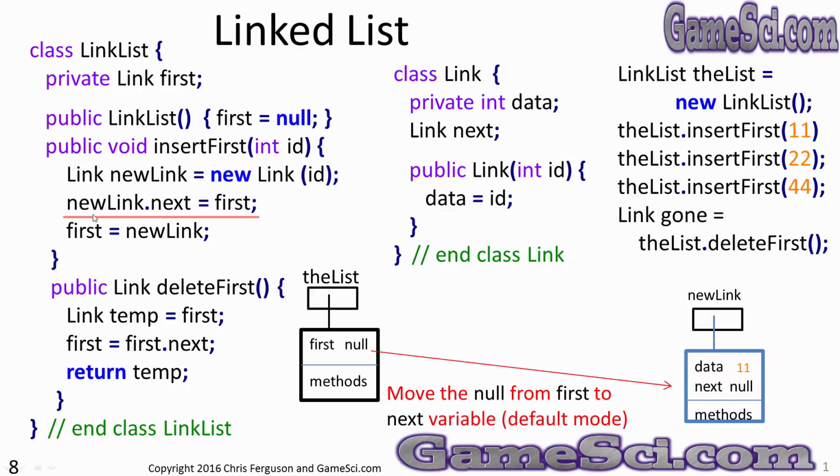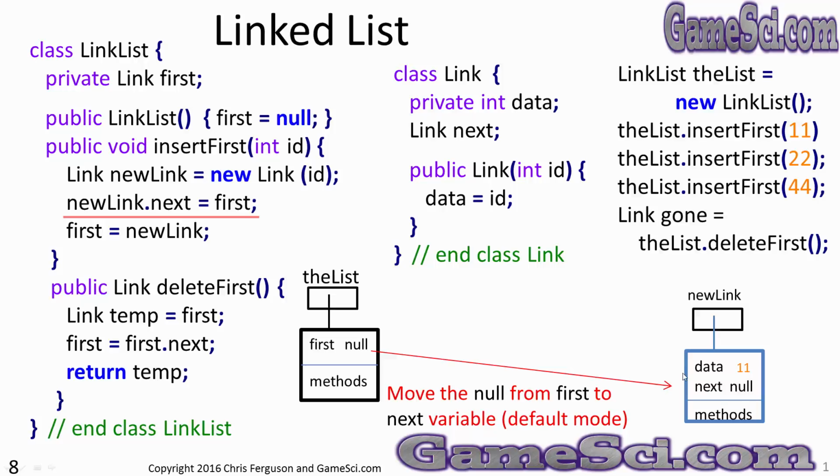Now we're going to do new link.next equals first. We're going to move the null from first to the next variable. See that null right there in the first variable? We are taking that null from the first variable and moving it over to new link.next. Well, where's new link.next? It's over here. There's new link. There's new link.next. There's the null value. So it moved from the first variable over to new link.next, and it showed up there.